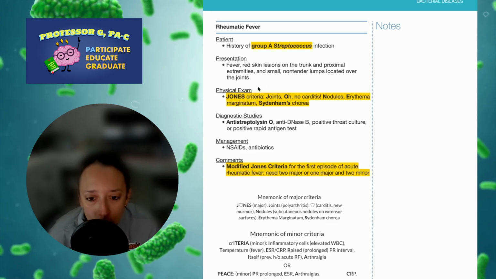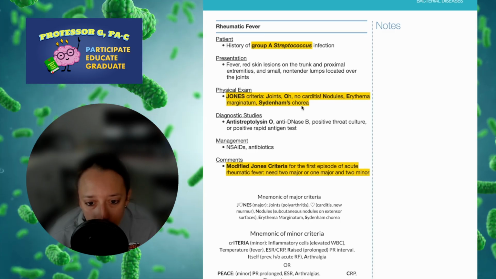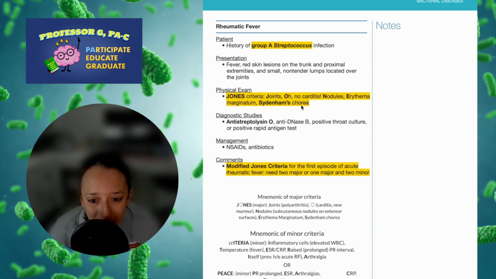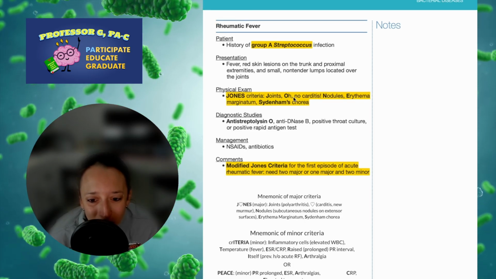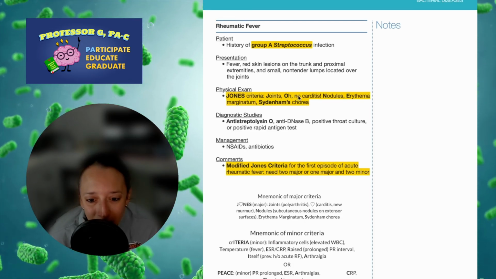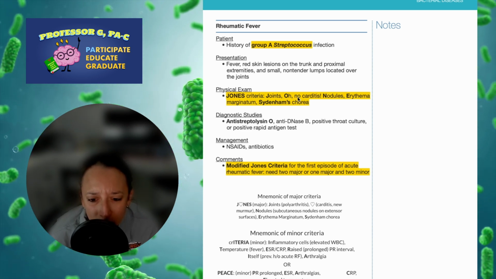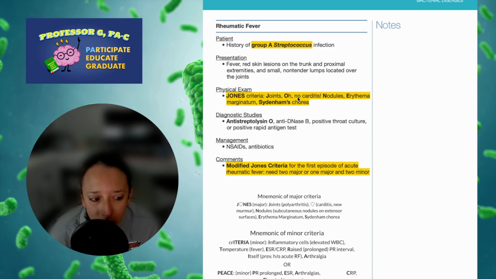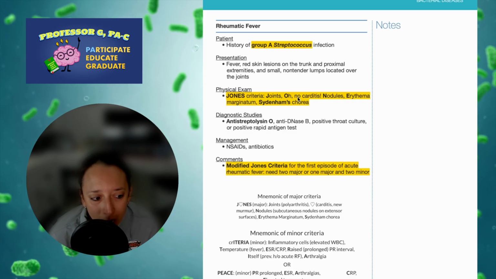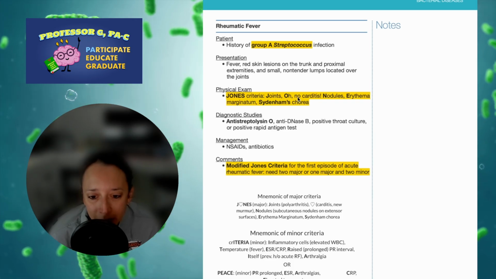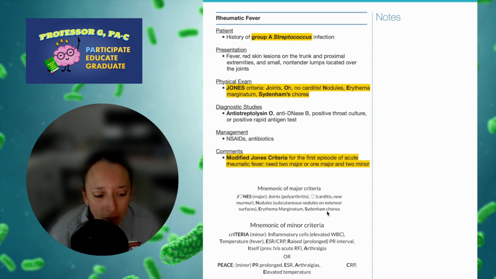And we want to remember the Jones criteria. So on physical exam, we're looking for these criteria, JONES. So we're looking for the joints, that's the J. That's migratory polyarthritis. We're looking for O, that's carditis, so myocarditis. Then we can look at nodules, so subcutaneous nodules we usually see, on the extensor surfaces. Erythema marginatum, which is a special rash that they can get. And then the Sydenham chorea, all right, that's a neurologic finding.